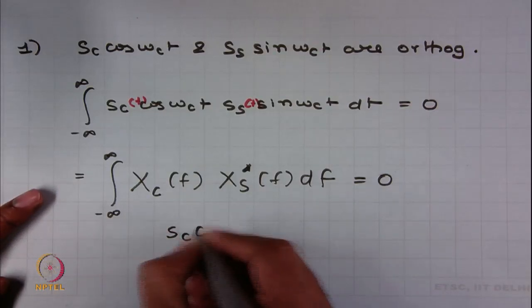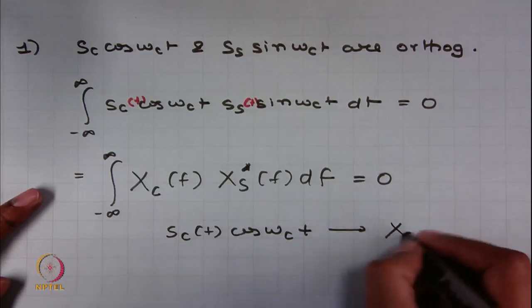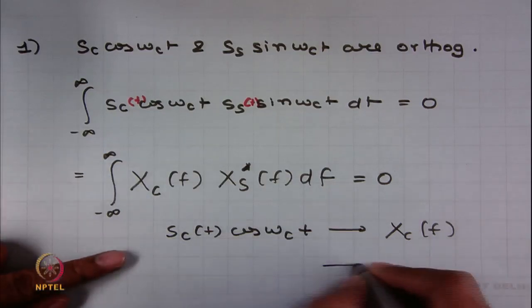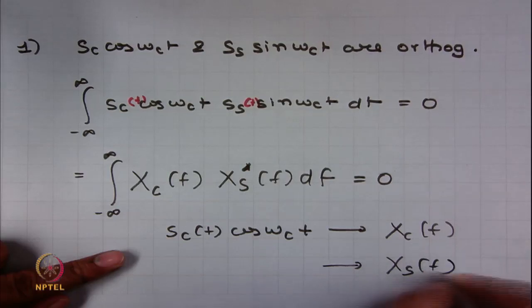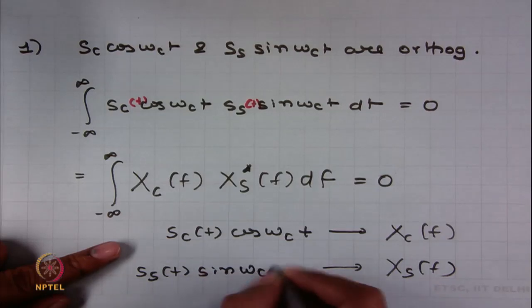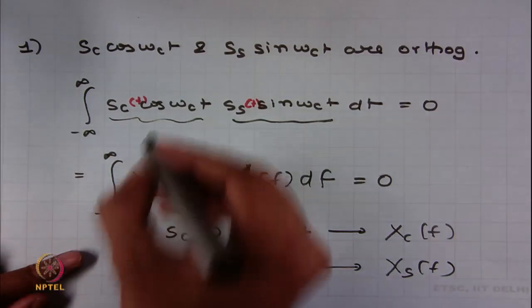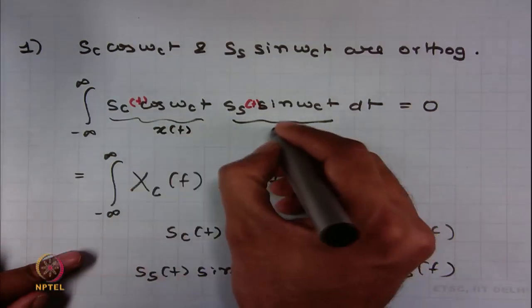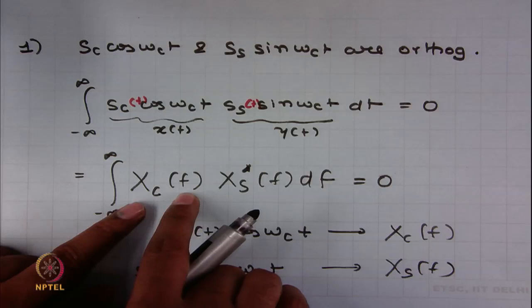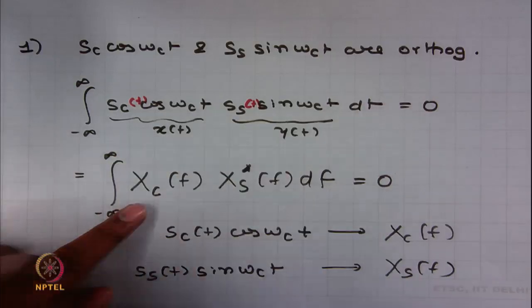What is this XC(f)? XC(f), we have defined it to be the Fourier transform of SC(t) cos(omega_c t), and XS(f) we have defined to be the Fourier transform of this. So, we have considered two signals. Let us treat them as x(t) and y(t). What we are saying is x(t) has a Fourier transform XC(f), y(t) has a Fourier transform XS(f), and so from Parseval's theorem we can write this.